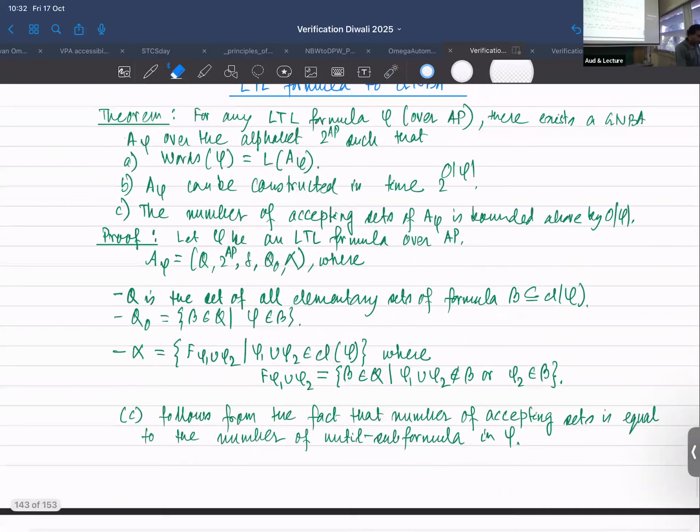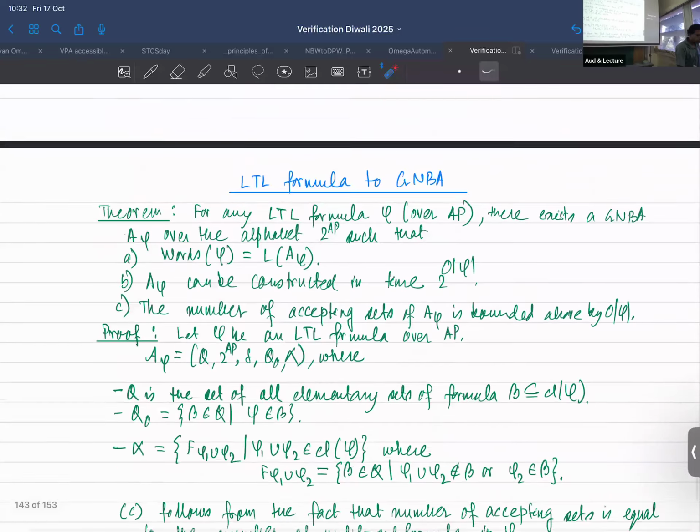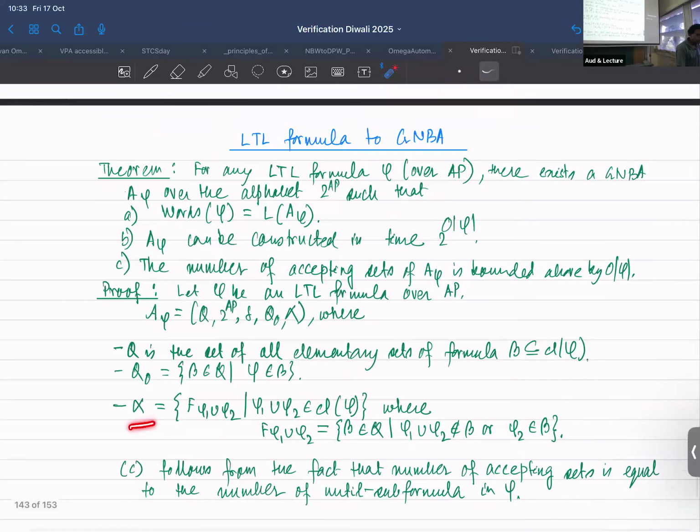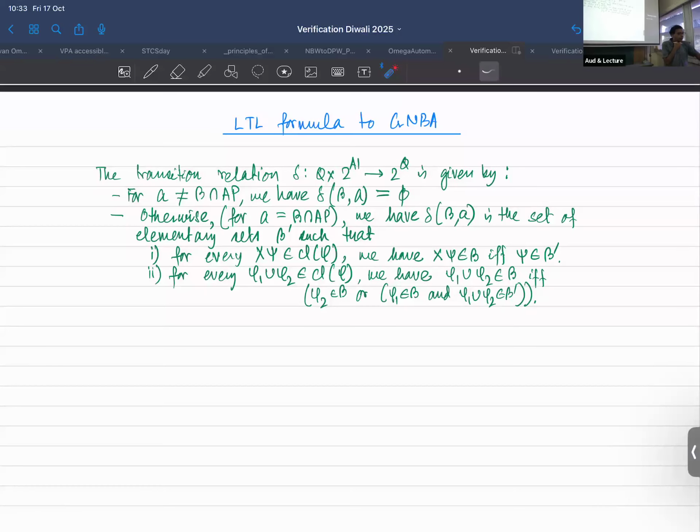And now that we have defined this alpha, we can see that the size of the set alpha is equal to the number of until subformulas appearing in the formula. Hence, the number of accepting sets, which is the size of alpha, is bounded above by, it's linear in, the size of the input formula. Clear? Good.